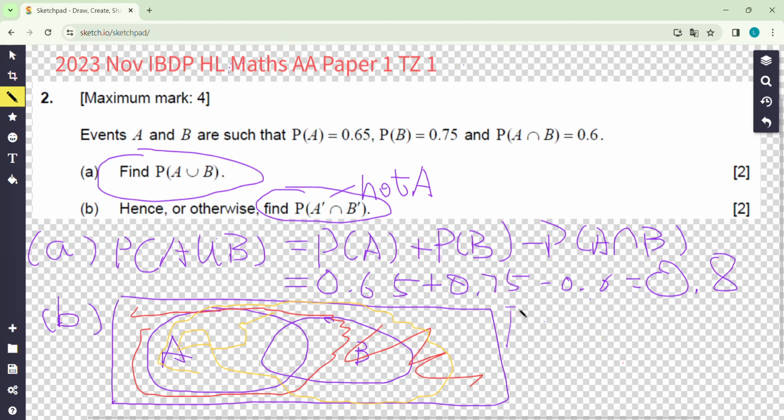think about it, okay? One minus probability of A∪B. And what is the result? Yeah, 1 minus 0.8 is 0.2.